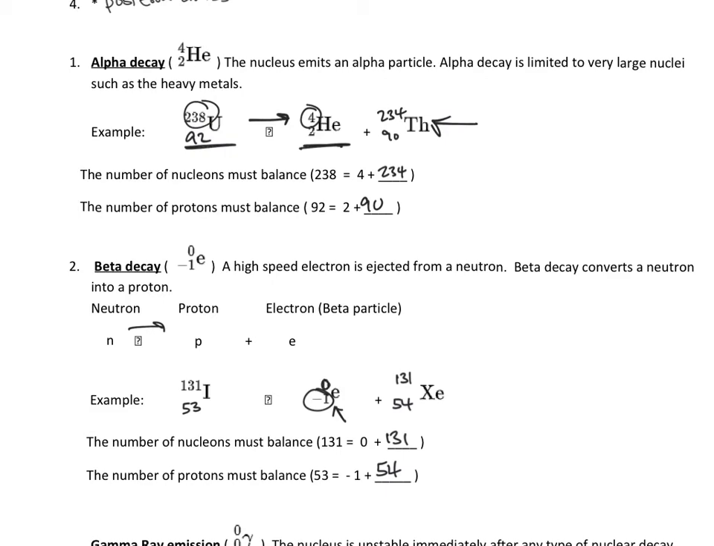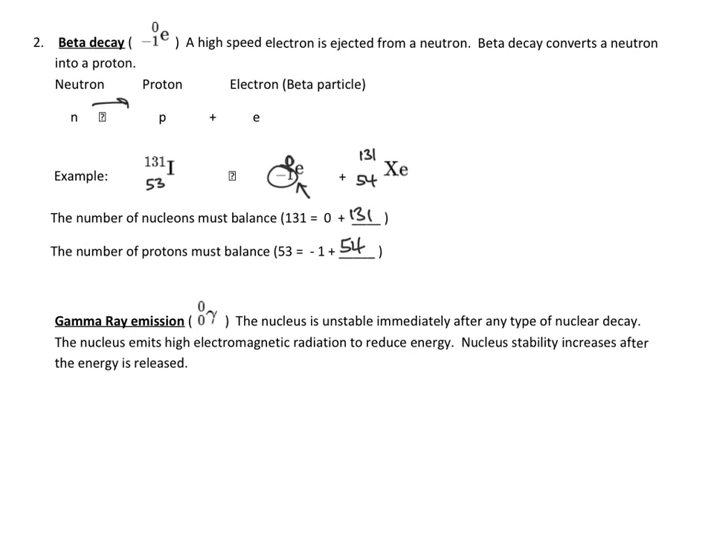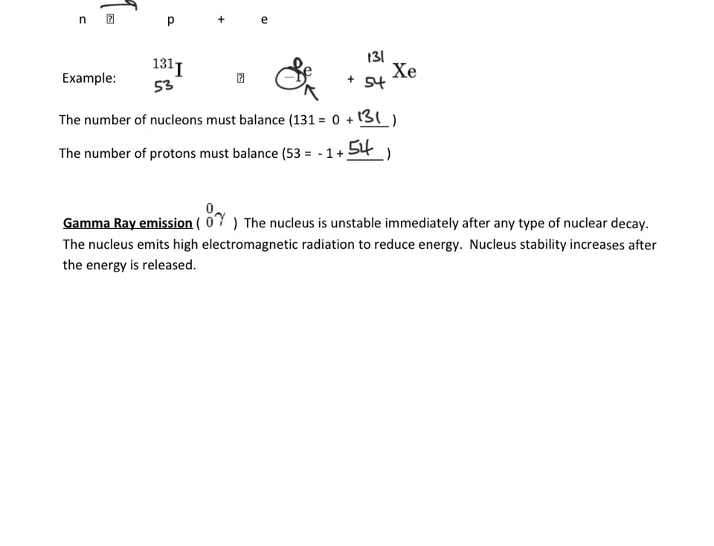All right, and last thing is gamma ray emission. So after decay, the nucleus gets pretty unstable because it just split or it just turned a neutron into a proton. So it will emit some radiation in the form of light, or gamma rays, which is a type of electromagnetic radiation akin to light. And so it's going to emit that radiation.